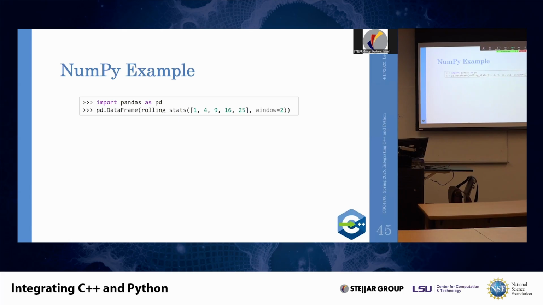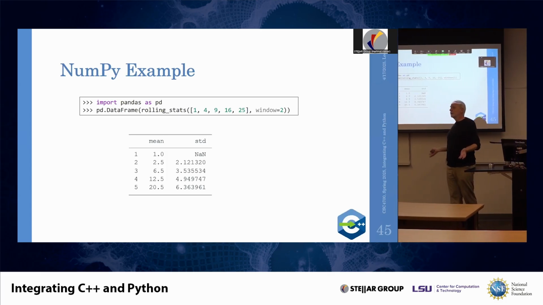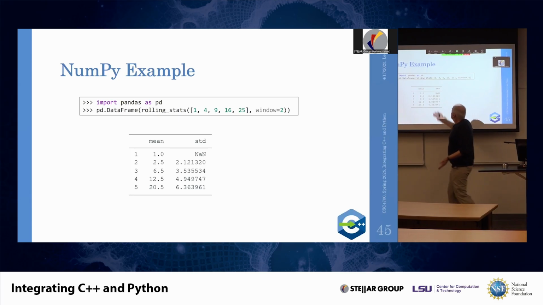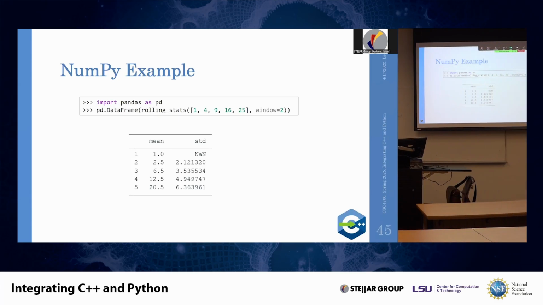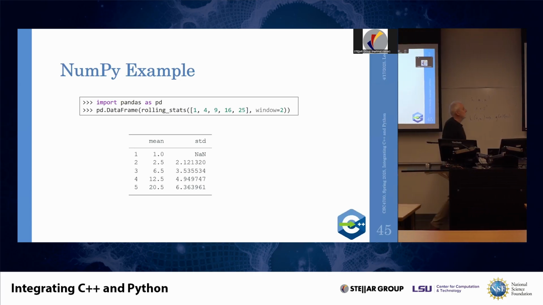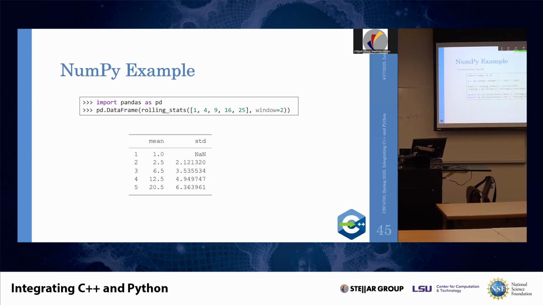I say, okay, window is 2, not too important. And Pandas will give me that table, right? Pandas does that for you. So I really pass in just a Python list, but get back a NumPy array from my rolling stats, which the data frame can handle properly because it's a NumPy array, and data frame relies on NumPy arrays. So it works. It gives you exactly what you want.